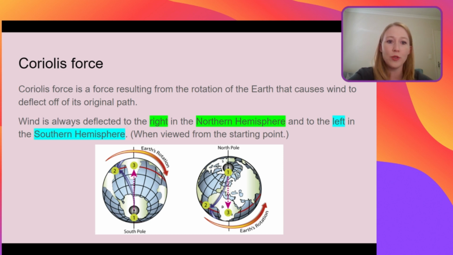And which way it's moving depends on what hemisphere it's in. In the northern hemisphere, it will move towards the right. In the southern hemisphere, it will move towards the left. And you'll notice that I'm not specifically saying east, west, north, south is the direction it moves in, because it's all from the perspective of the wind, the perspective that it's moving from. So if it's in, get back to my diagram.